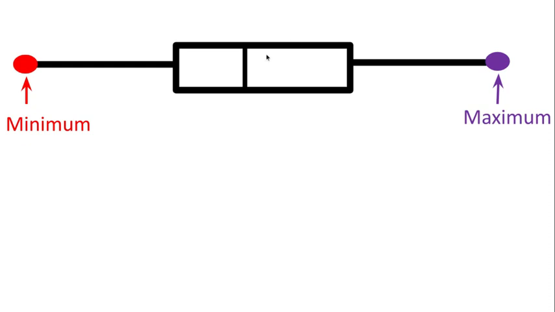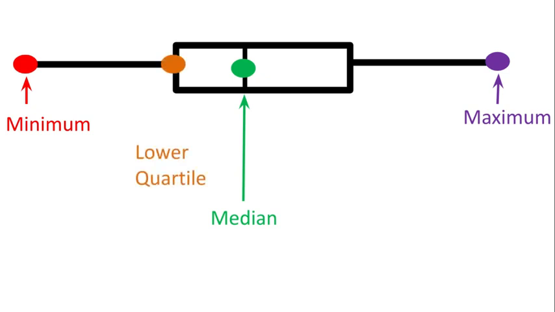The point way over here on the left is the minimum. Take a guess at what this one's going to be called. Way on the far right, we have the maximum. And then there's a line inside of the box, which actually corresponds with the median. And then this point was called the lower or first quartile. And this one was called the upper or third quartile. So sometimes the information is given in this way.